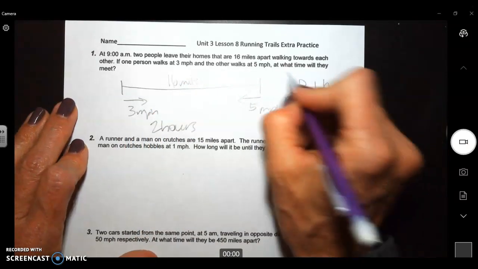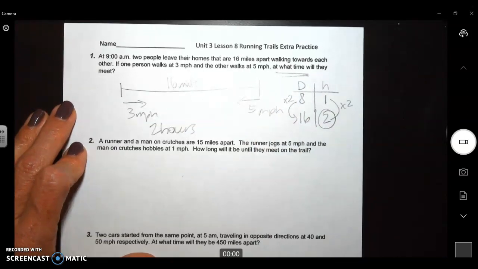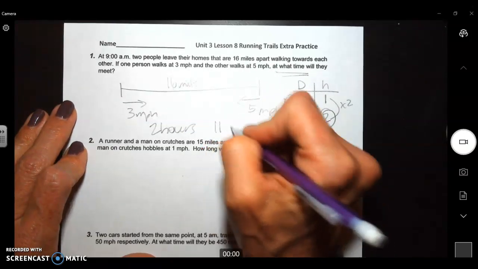But it says, at what time will they meet? Well, 2 hours from where they start will be at 11 a.m.